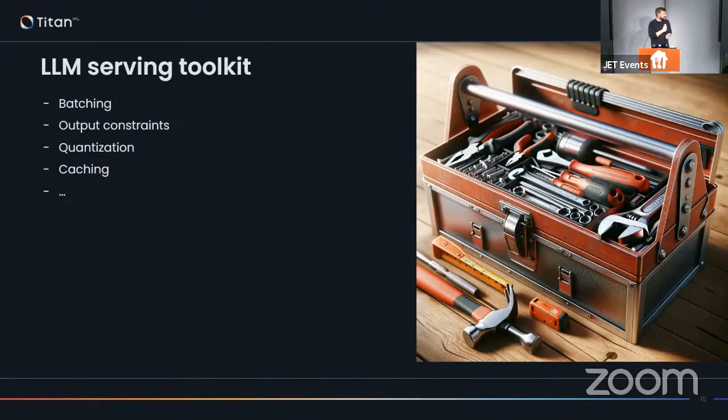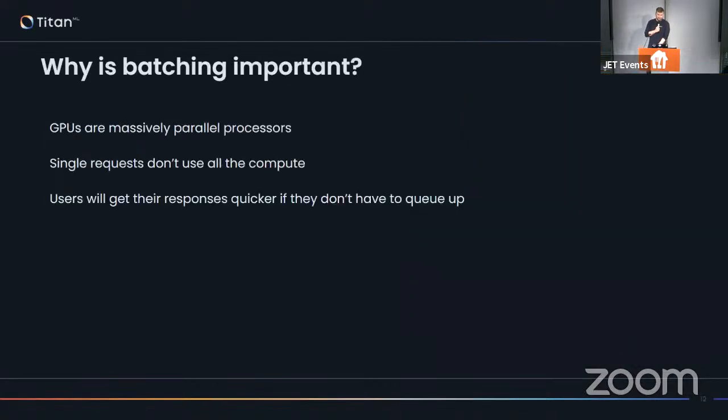I'm going to talk about four different things. I'm going to talk about the role of batching, output constraints and how they can make better LLM applications, quantization, which is a method for making language models run faster, and how caching works for LLM deployments. There are many more things I haven't talked about here, but let's leave those for another day. So first of all, I'm going to talk about batching.